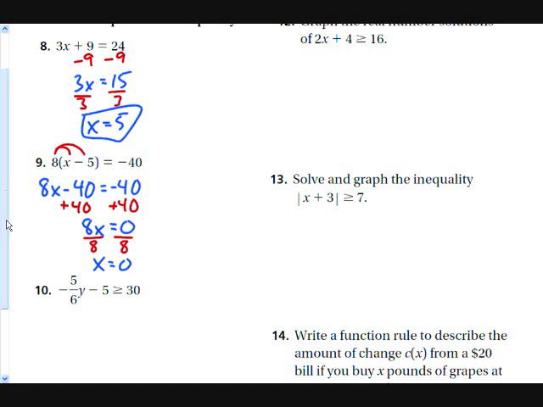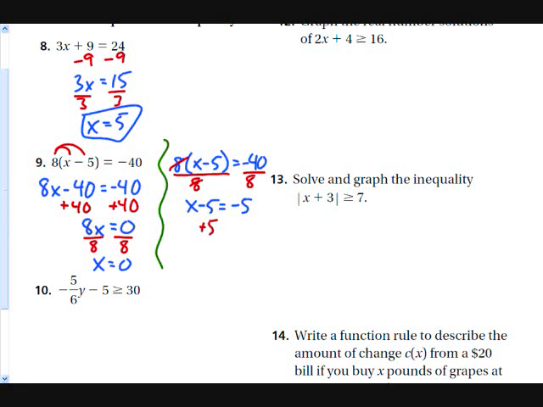The other approach to this, if I'm working backwards through order of operations, essentially what I have here is multiplication and parentheses. And if I'm working backwards through order of operations, I would undo the multiplication first by dividing each side by 8. So here the 8s would cancel. That would give me x minus 5 equals negative 5. And now I undo what was in the parentheses by adding 5 to each side. So that gives me x equals 0.